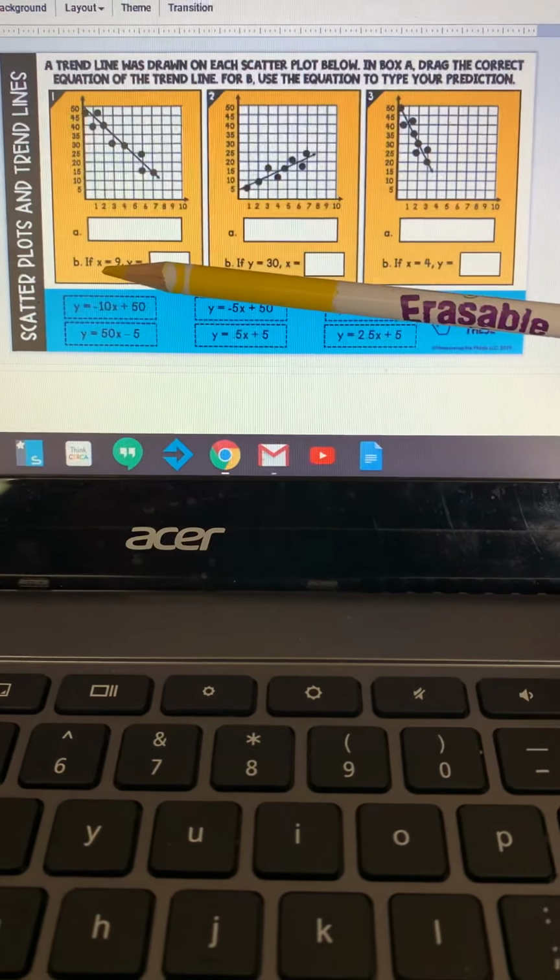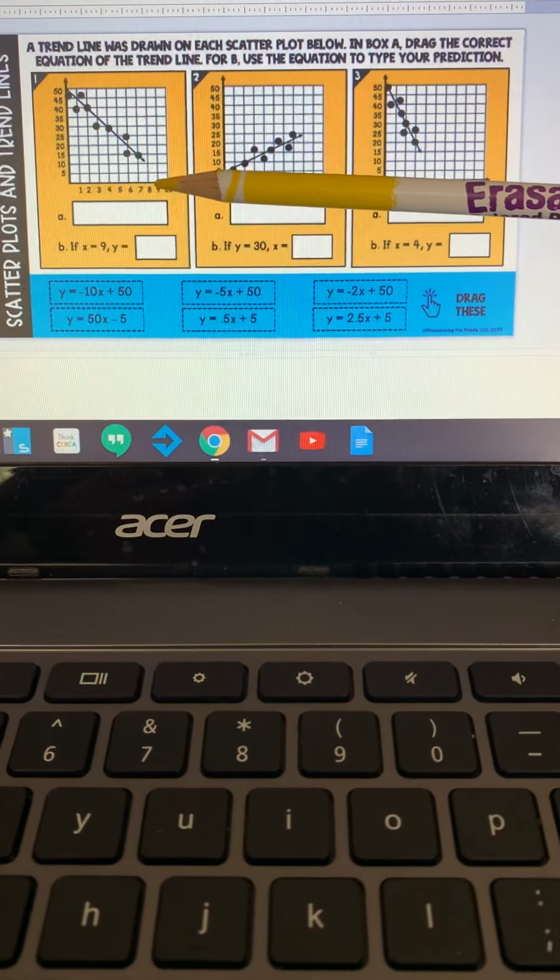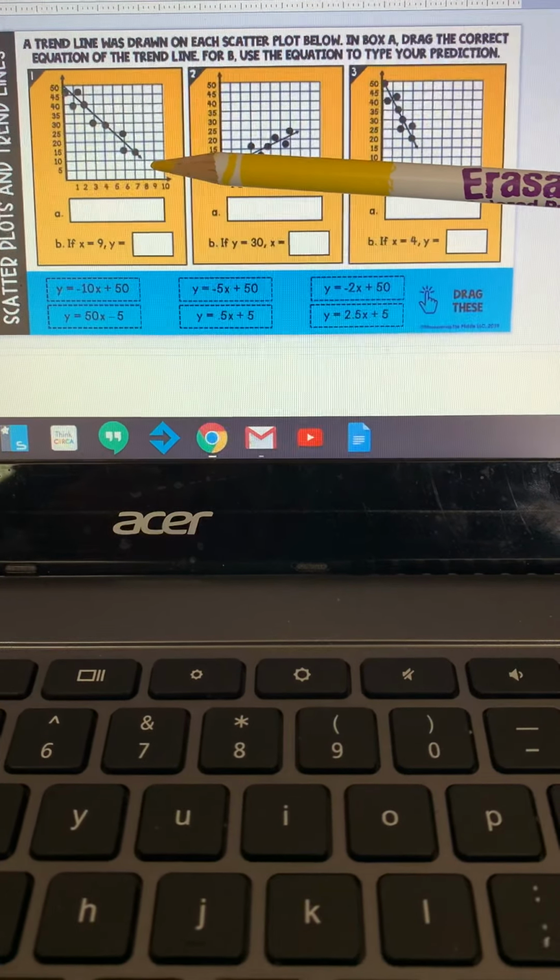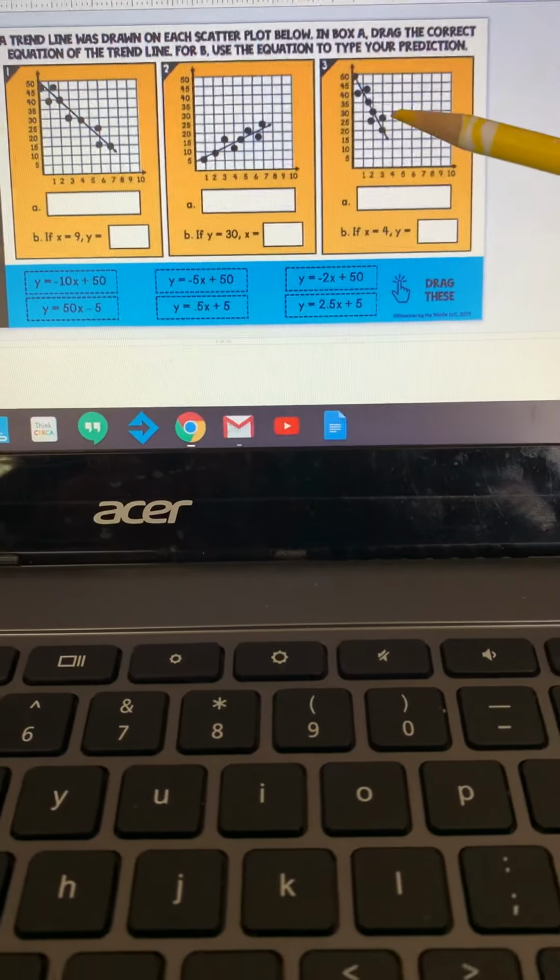And then you could plug this in. So if x is 9, or you could estimate it, if x is 9, what is y? I would say it's probably 5. And then you can type those in.